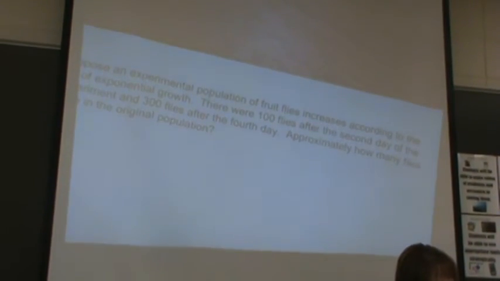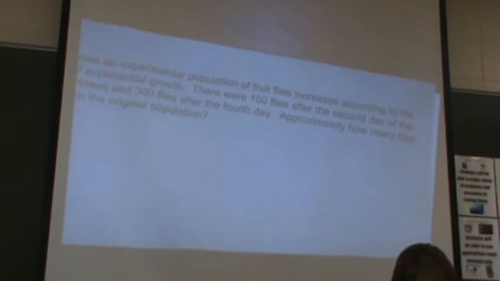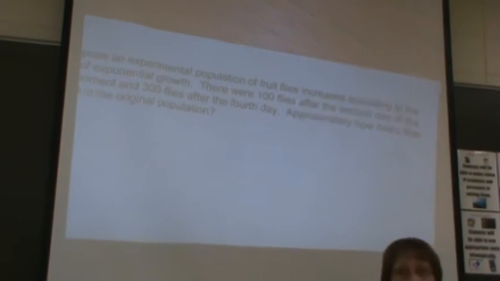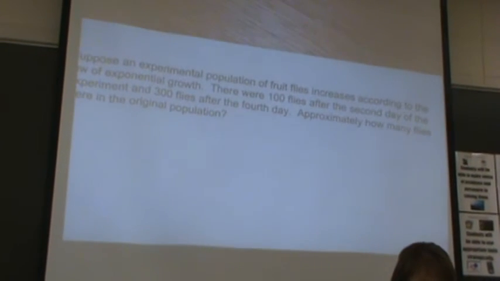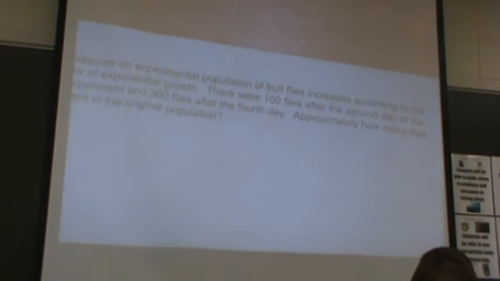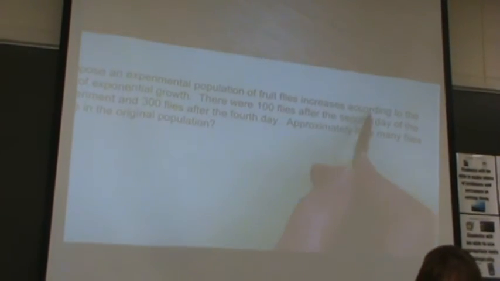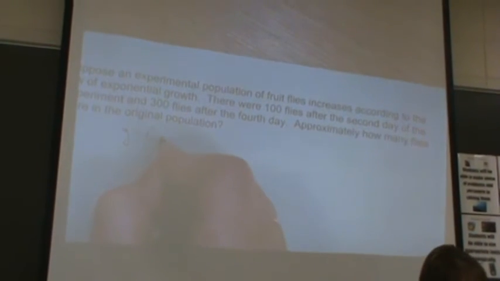Okay. Next, let's see what's on the other side of this. Suppose an experimental population of fruit flies increases according to the law of exponential growth. There were 100 flies after the second day of the experiment and 300 flies after the fourth day. Approximately how many flies were in the original population? So we don't know where we started. But we do know that they are following the laws of exponential growth, so we do know that y is going to be equal to c e to the kt.